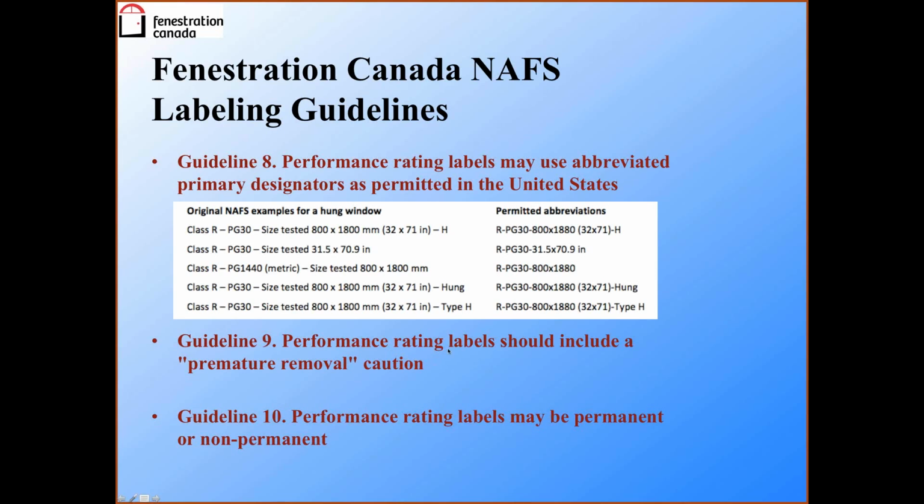Guideline number 9, that is performance rating labels should include a premature removal caution. So a statement that says do not remove until the building has been inspected, or something to that effect. Quite critical, because if those temporary labels that show the performance values are removed by a builder's cleaning crew before final inspection, the final occupancy permit could be delayed while proof of compliance of the windows is provided. So just adding to your label a statement that says do not remove until inspected is a very good idea.